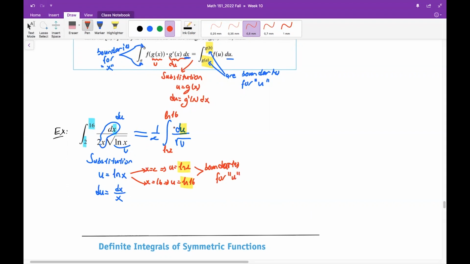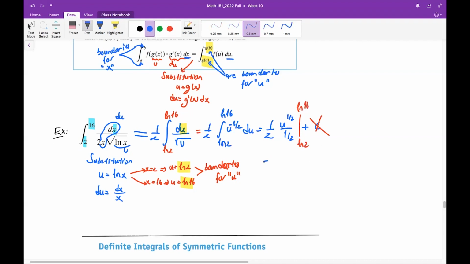Now it's perfect and we are ready to evaluate this definite integral. It is the integral from ln 2 to ln 16. What do you have here? You have u to the power 1 over 2 du. This is a power function. You can integrate it easily by using the power rule. You add 1 to the power, you divide by the same power. You are not putting an arbitrary constant anymore, because this is a definite integral. Instead of writing plus c, you need to insert upper and lower boundaries here, from here to here.